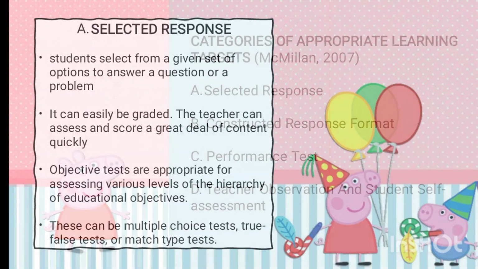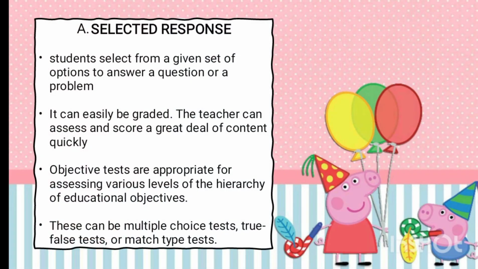Thank you. My greetings. I am Camille Batayan, and I am going to discuss the first two categories of appropriate learning targets. One is the selected response. In selected response, students select from a given set of options to answer a question or problem. They will be provided with choices, and all they have to do is choose the one that best suits what is being asked. Selected response can easily be graded as a multiple choice type of assessment. It is easier to check because questions have only one definite answer for each.